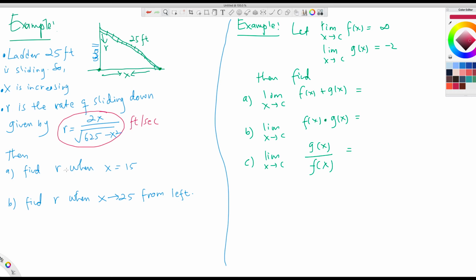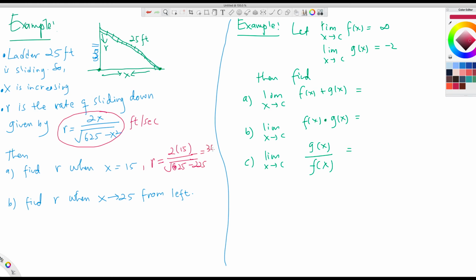So the question is, find r when x equals 15. What do you get? When x equals 15, r will be 2 times 15. You see that? Divided by the square root of 625 minus 15 squared, which is 225. You see that? So how much is that?